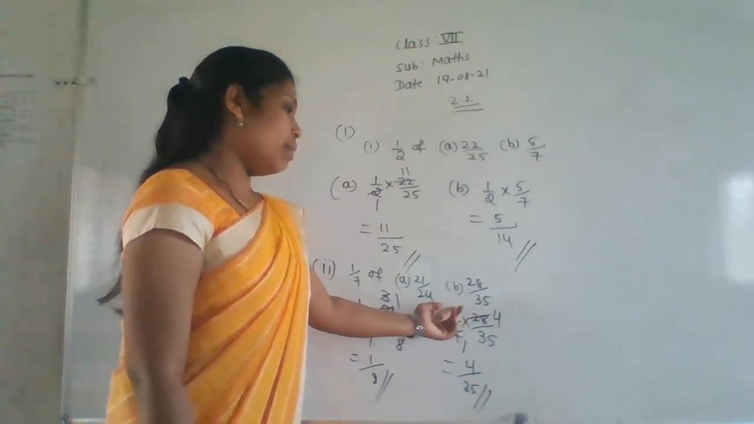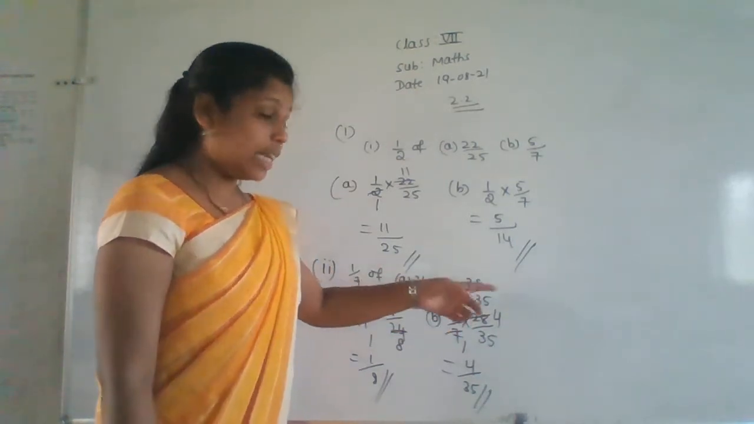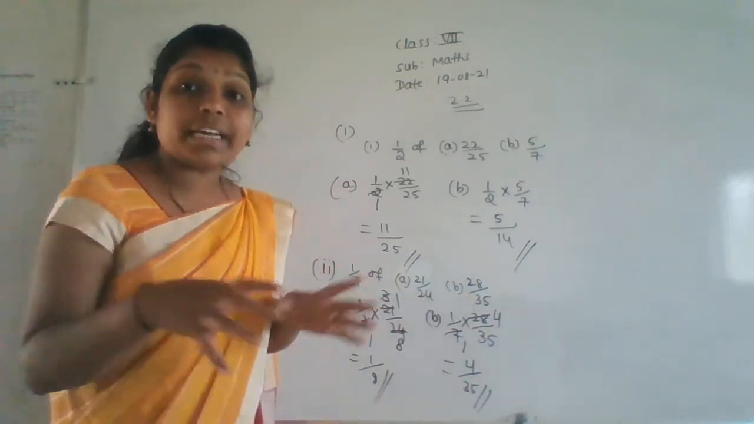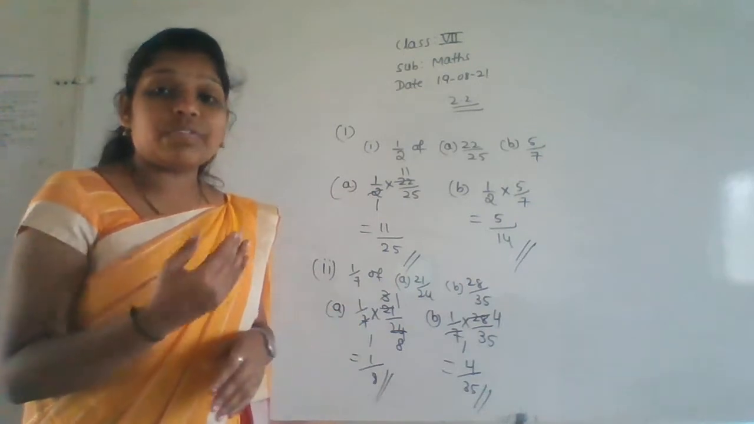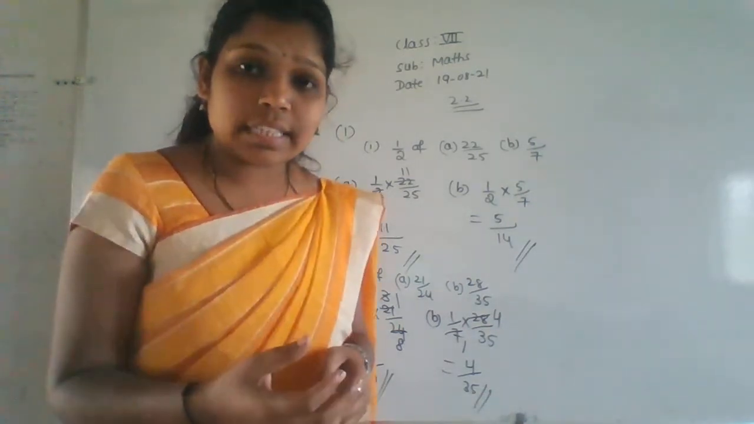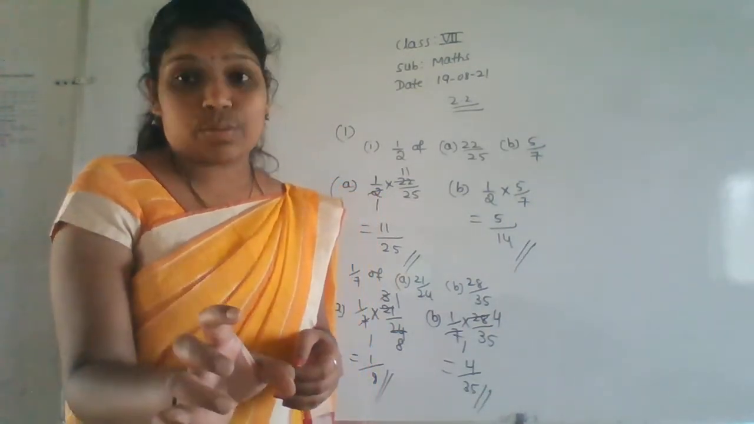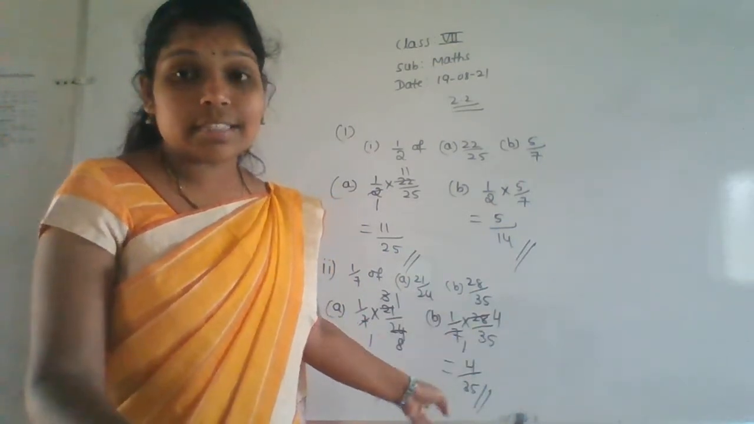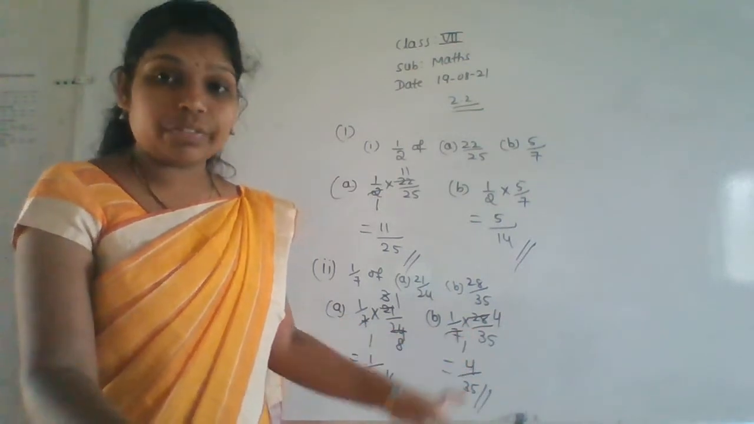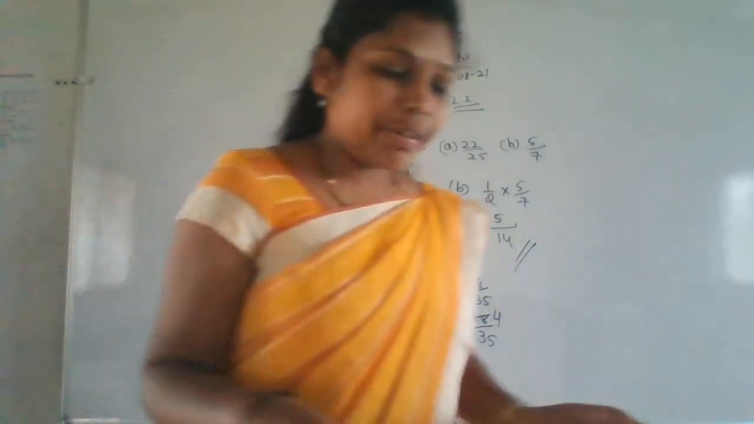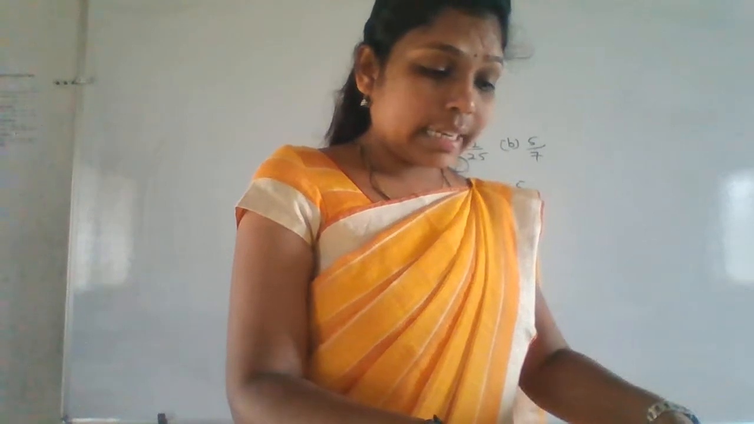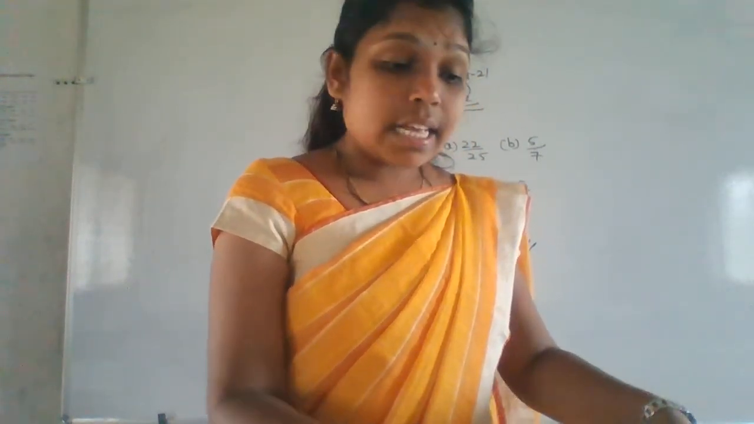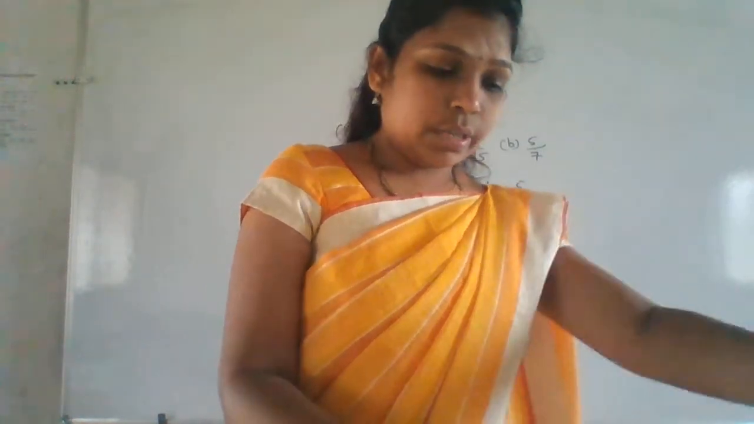Otherwise you can multiply directly, 28 ones are 28, divided by 7 into 35. That will be the bigger value. So if there is a cancellation, just cancel the values and write the smaller value. Then only can we say that is the simplest form of the fraction. Okay, so now we'll begin with the second one: find each product, write your answer in the simplest form.